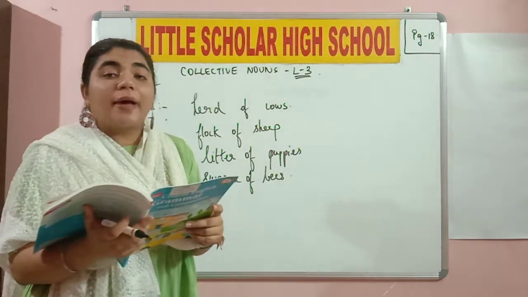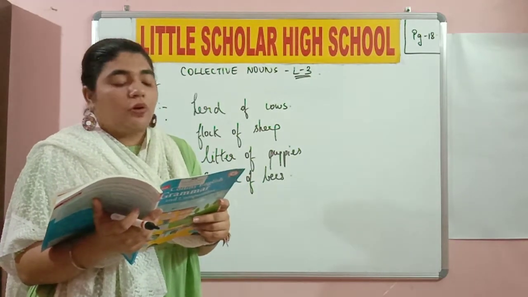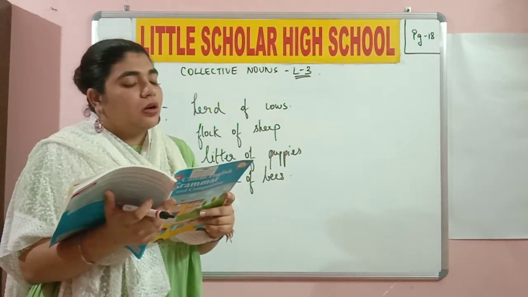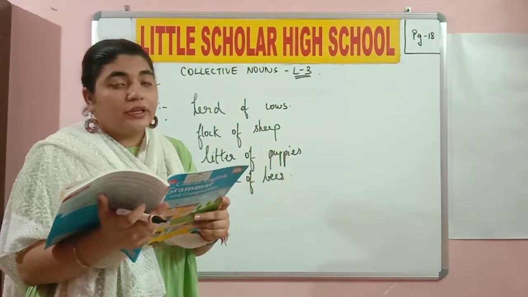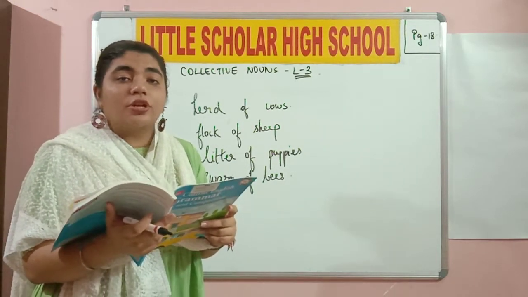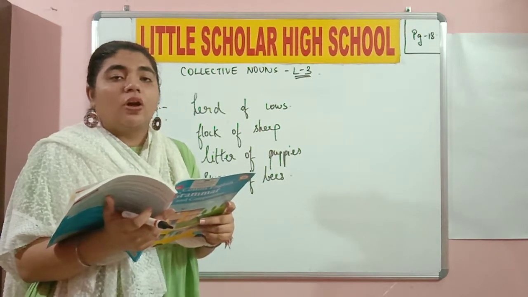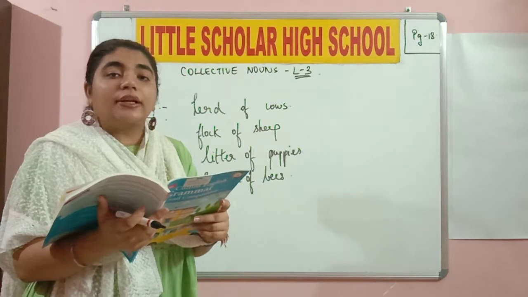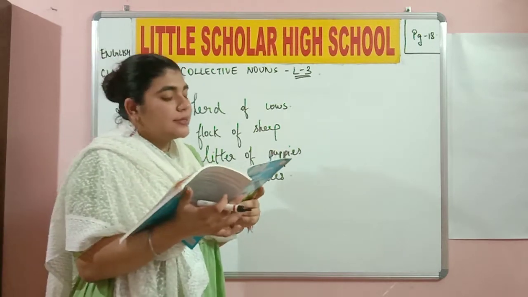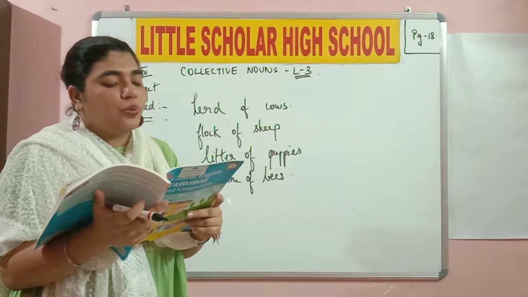Now, I'm reading the passage for you. Monty and his family went to the countryside for a picnic. They stopped at a farm. They saw a herd of cows grazing in the field. So, what should I underline in this sentence? Herd of cows, because it is a group of animals. Yes or no? Cow is an animal, it is a noun. And herd of cows is nothing but a collective noun, because there are too many cows brought together in this sentence.